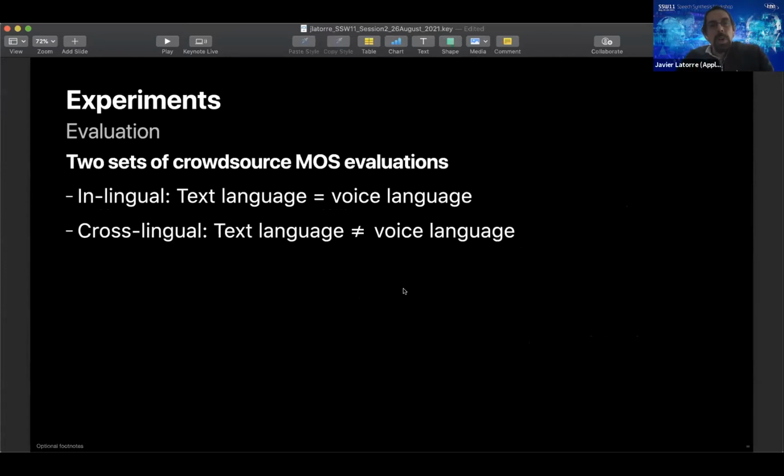So for the evaluation, we ran a crowdsourced naturalness evaluation in two scenarios. The first one is what we call in-lingual synthesis, in which the language of the text that we want to synthesize corresponds to the language of the voice. And the other one is when they are different. We didn't try any code switching in this experiment.